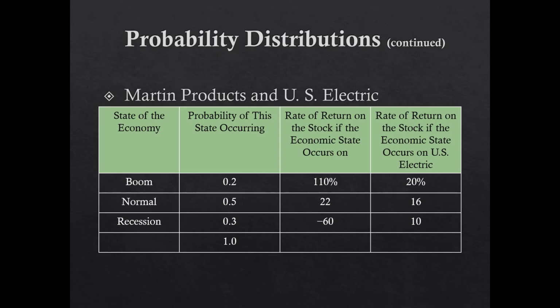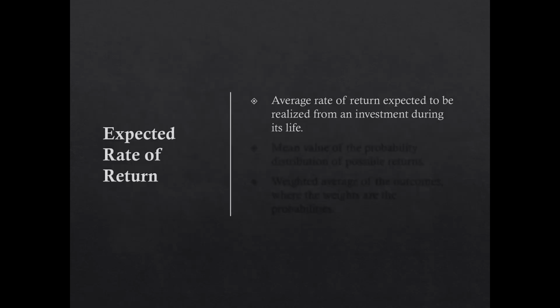And you can see in the second column the probability of each one of those states occurring. So the probability of a boom is 20%, the probability that it's going to be normal is 50%, the probability of a recession is 30%, which comes to 100%. So we're going to see which is more risky, whether it's Martin Products or U.S. Electric. And you could probably tell already, given the variance of distribution, which is the riskier stock. But we're going to go through a little bit of a calculation here.